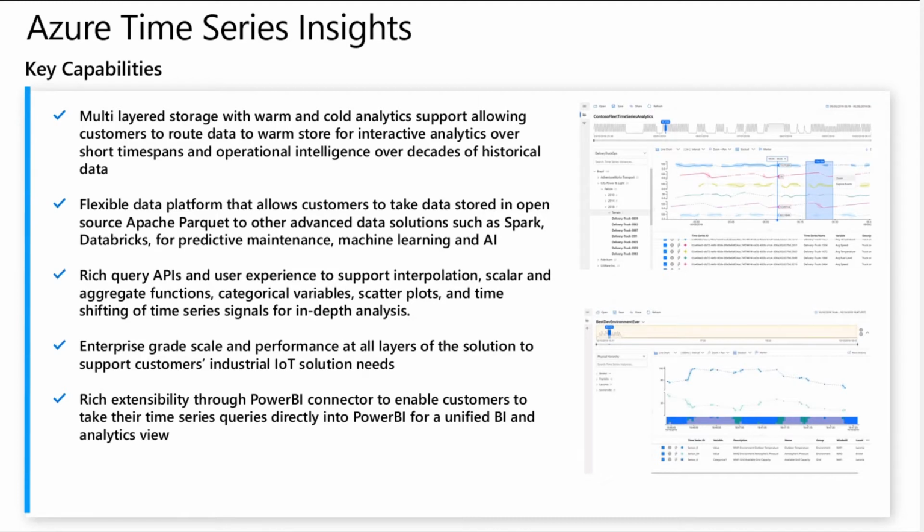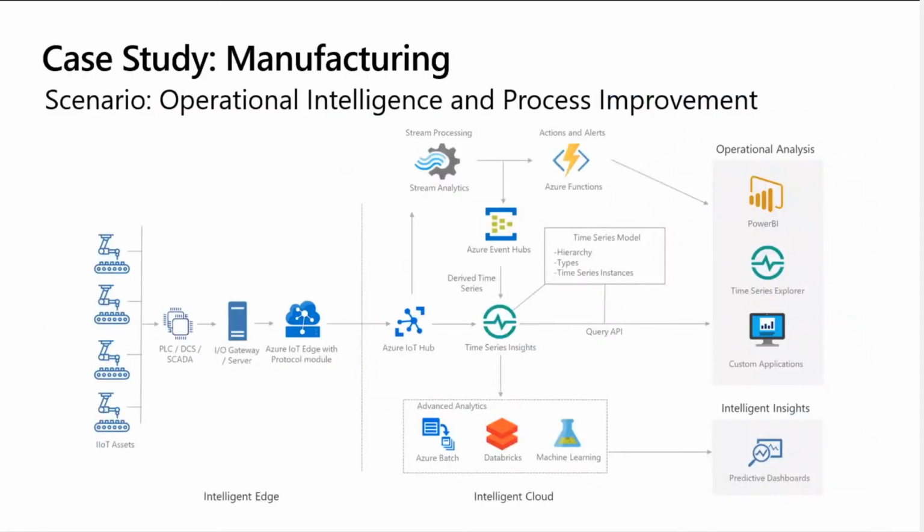Next, as I mentioned, we have a rich set of query APIs and a UX which is feature-rich and includes things such as support for interpolation, scalar, aggregate functions, categorical variables, scatter plots. It's truly a first-class citizen for TSI. Next, we're enterprise grade. We're ensuring that we meet the high scale demands of our customers. And finally, we have rich extensibility. We have a Power BI connector, which allows customers to combine related data sets to get a better understanding of their data landscape. What I wanted to do now is share two real-world use cases with you to give an insight on how our customers deploy TSI in an end-to-end scenario.